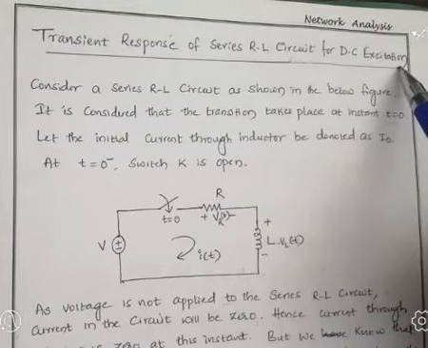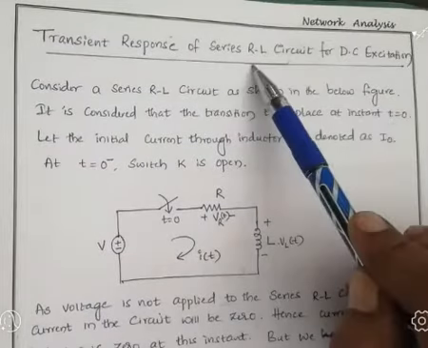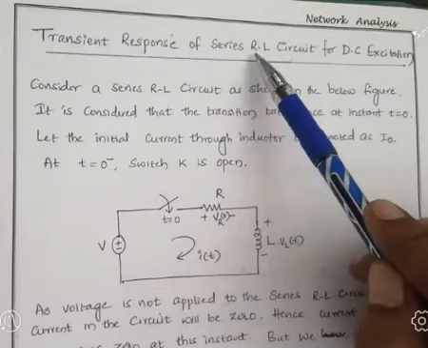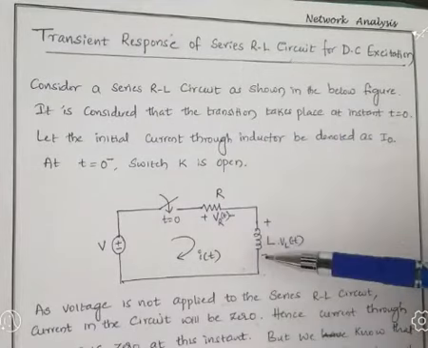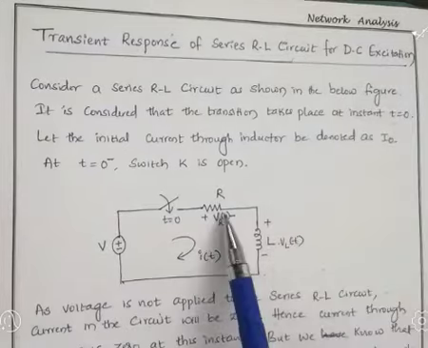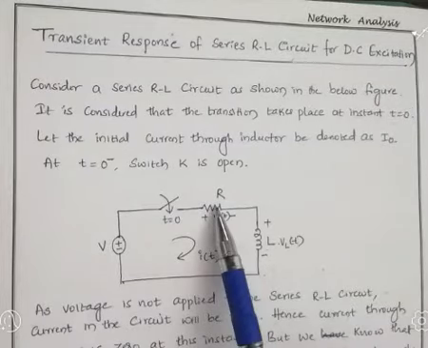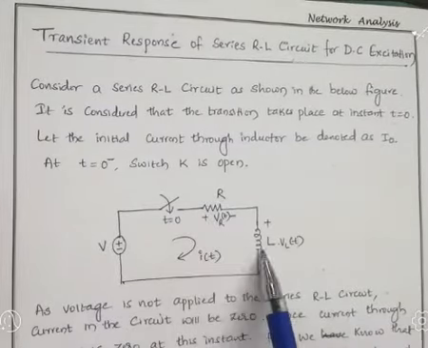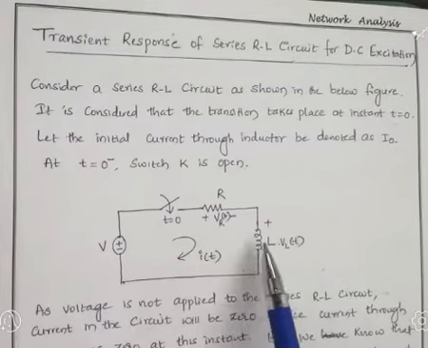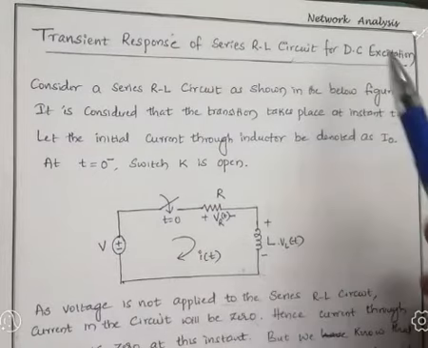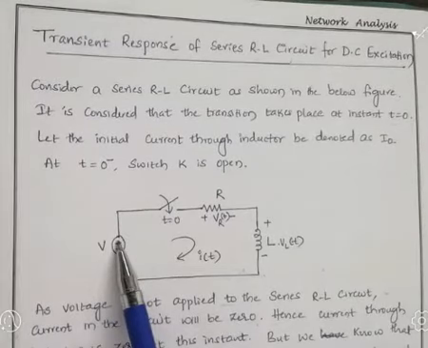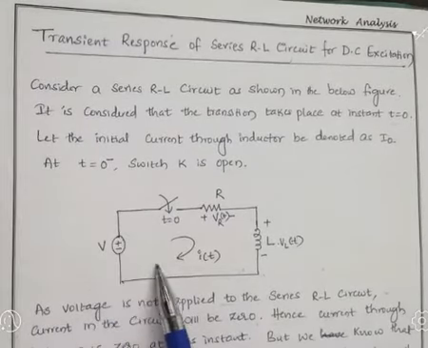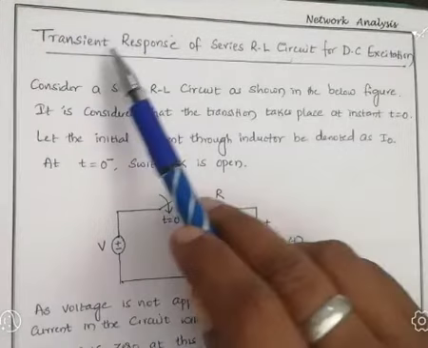There is a network. In that network, we connected a resistor in series with an inductor, and for that network we applied DC voltage as an input. If it is so, for this network we have to find the transient response.